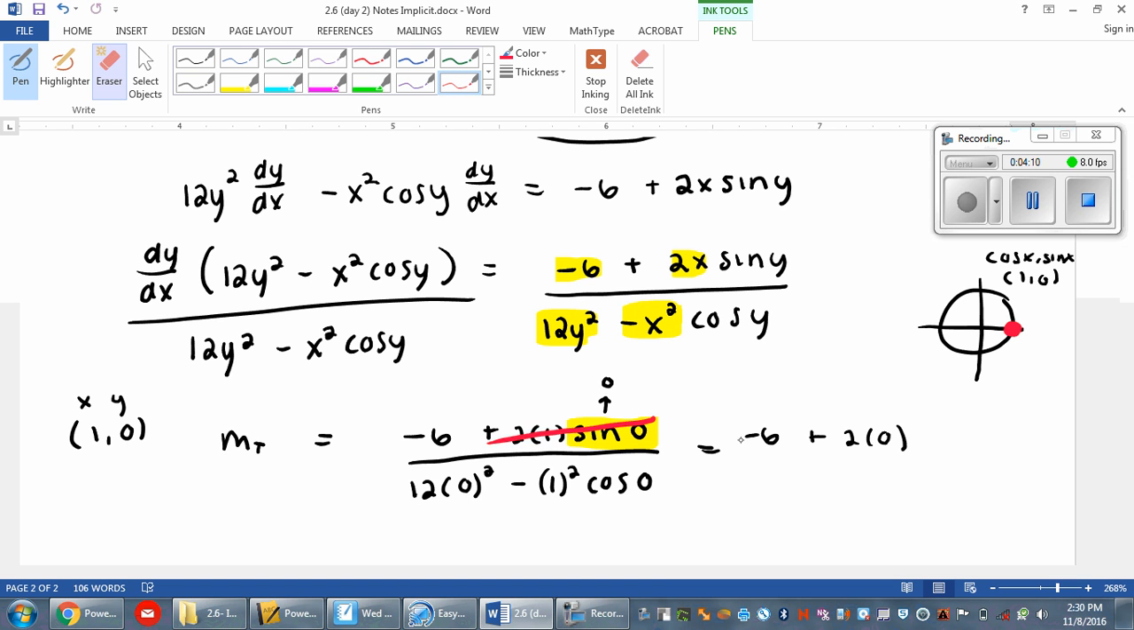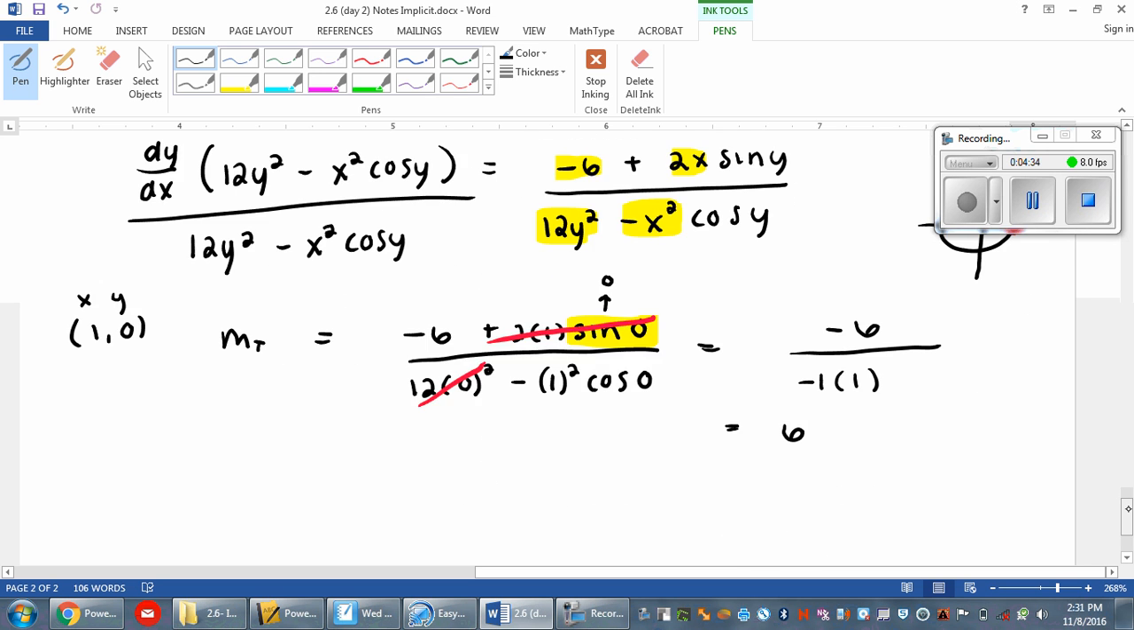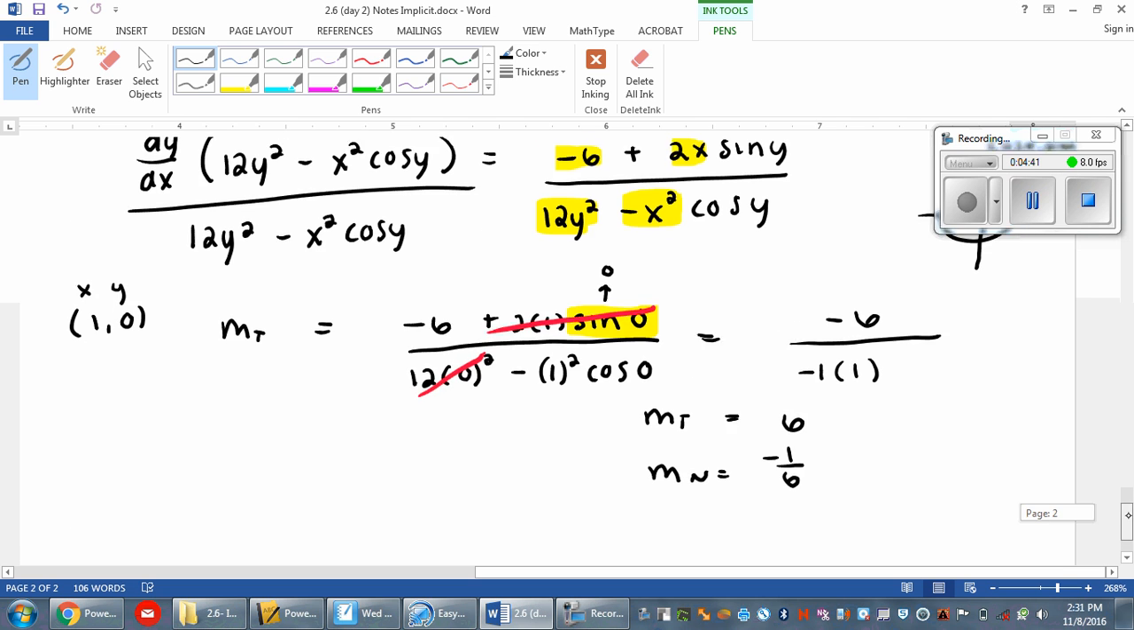So really in the numerator, we just have negative 6 all over. Well, that's 0 because 12 times 0 squared is 0. Now I have minus 1 squared, which is 1, times cosine of 0. Well, cosine of 0 is 1. So I have negative 1 times 1. So simplify that, that's positive 6, because negative divided by negative is positive. So my slope of my tangent line is 6, so the slope of my normal line would be negative 1 over 6. Put it all together and just write the equations.